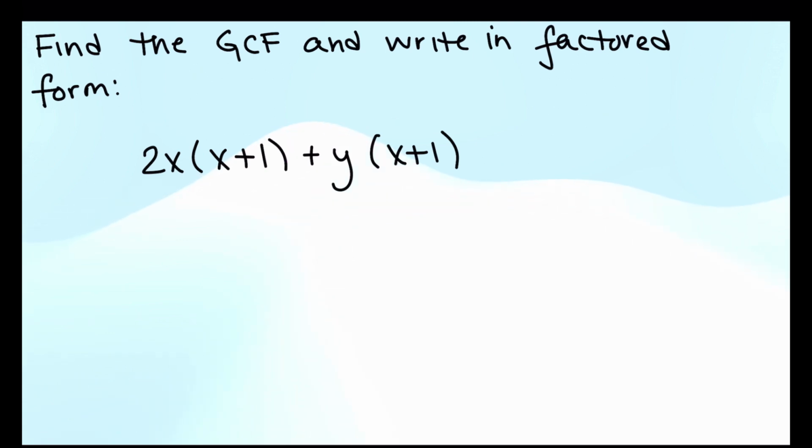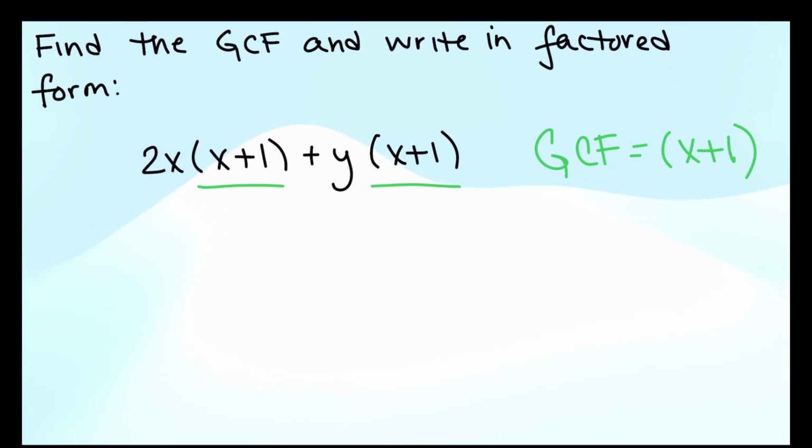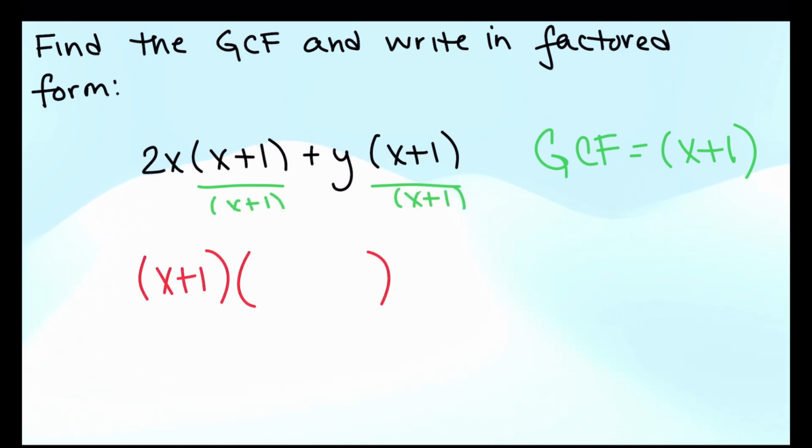The only thing they have in common is that x plus 1. And so we can treat that like our greatest common factor. These two terms both have an x plus 1 in them. So I can pull that x plus 1 out front. And then if I divide by x plus 1, I'm just left with the 2x, x plus 1 went away, plus y. And there's my answer in factored form.